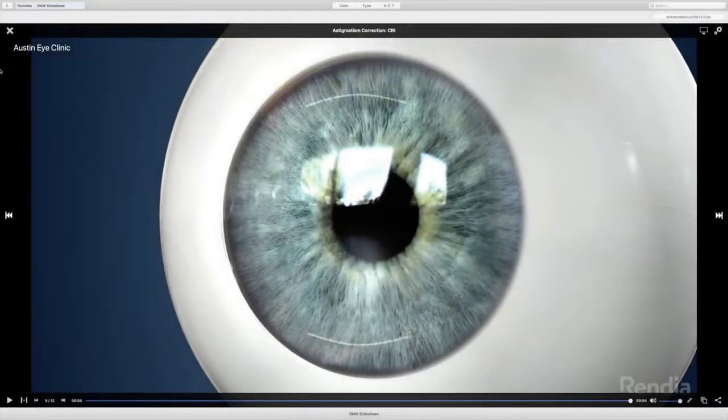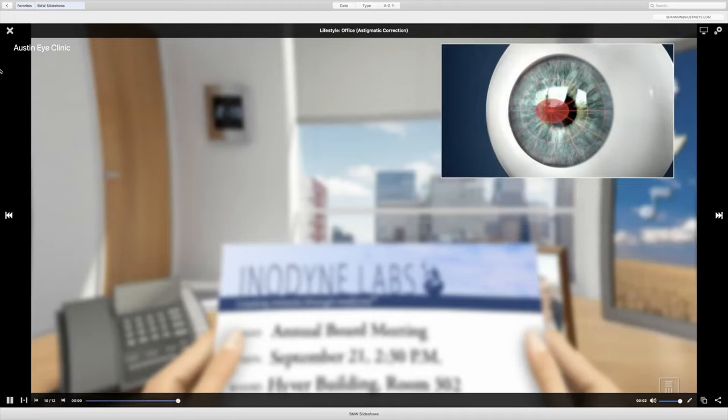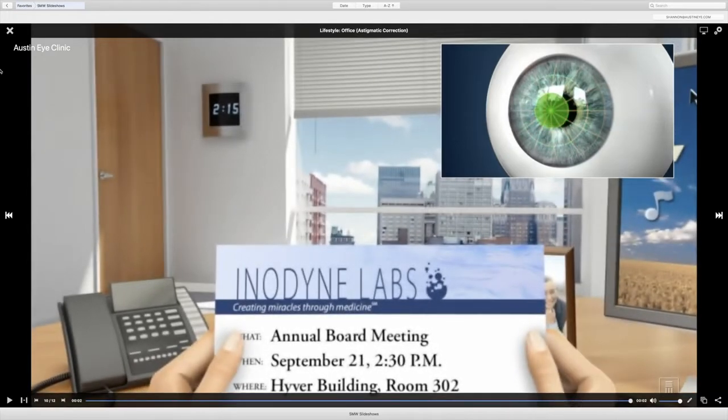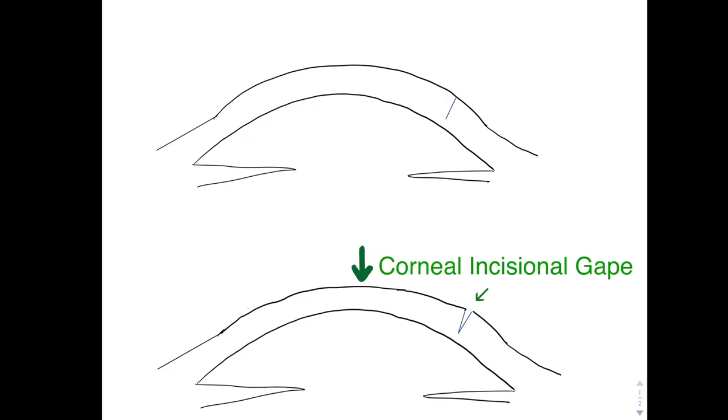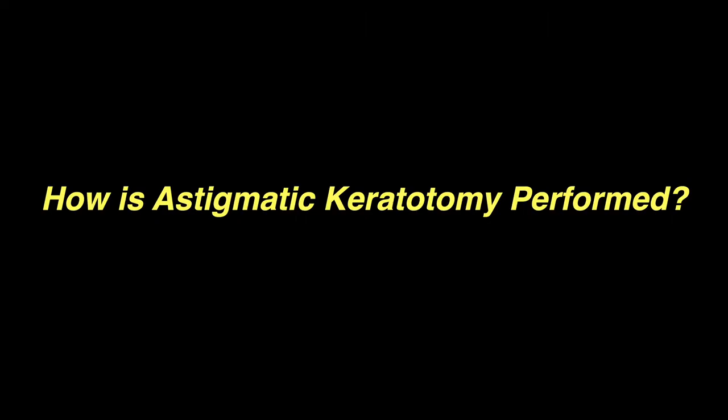So how does AK work? The astigmatic incision is placed on the steeper axis of corneal curvature, and it will cause a microscopic incisional gape, which will cause corneal flattening in that axis, thus reducing the astigmatism. How is astigmatic keratotomy performed? How do we do it?